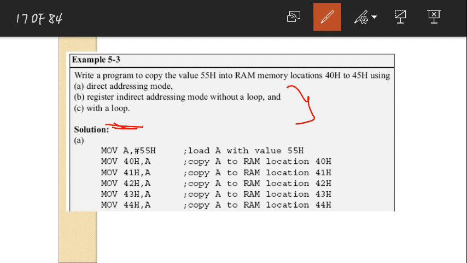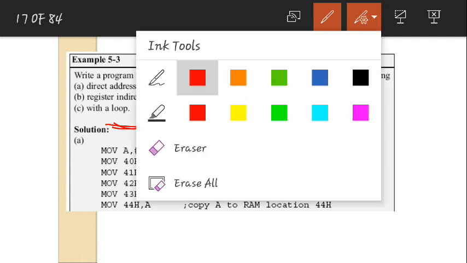Next, without a loop means we'll always repeat each line. Okay, so the memory content, whatever the memory size will be, is large without loop. With loop, the memory will decrease. Okay, so we'll see how to do them.